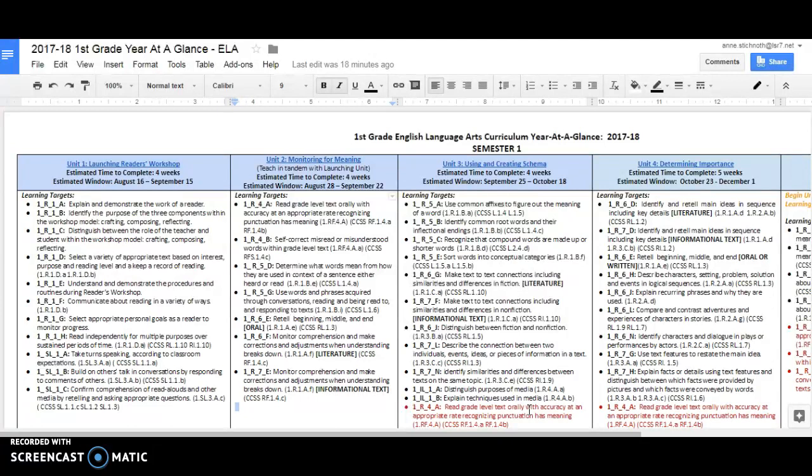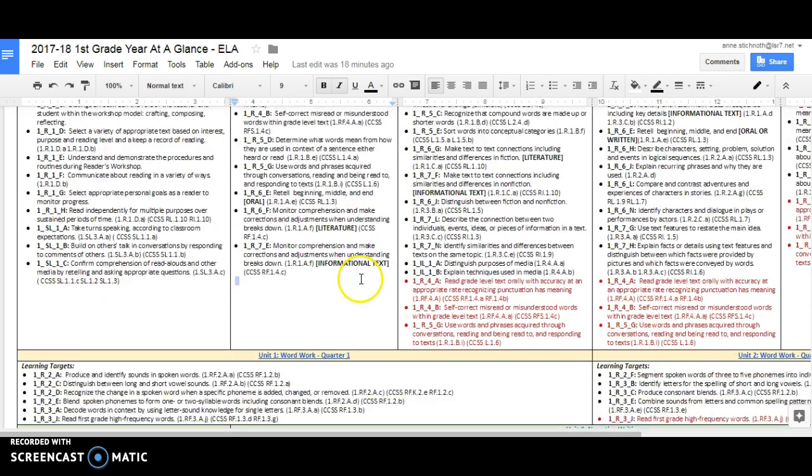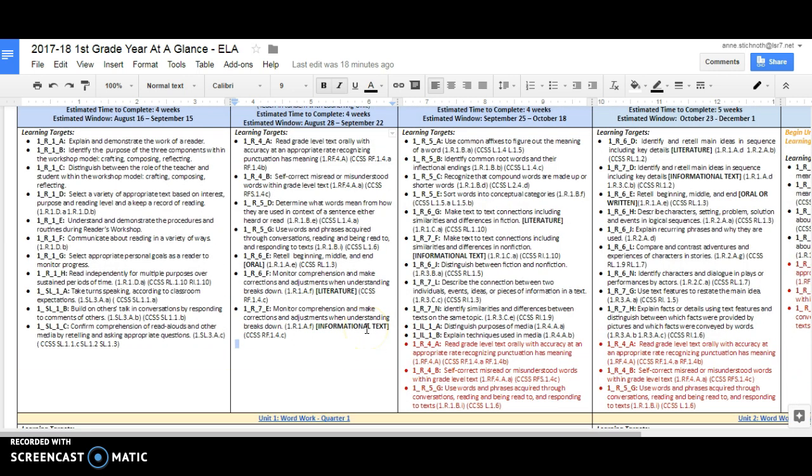So for example, in first grade, the first target that appears in red is read grade level text orally with accuracy at an appropriate rate, recognizing punctuation has meaning. If you look back at the previous unit, you'll notice it was introduced and taught there first. There are many ELA learning targets that appear multiple times in multiple units. So those all have been highlighted and printed in red for you.